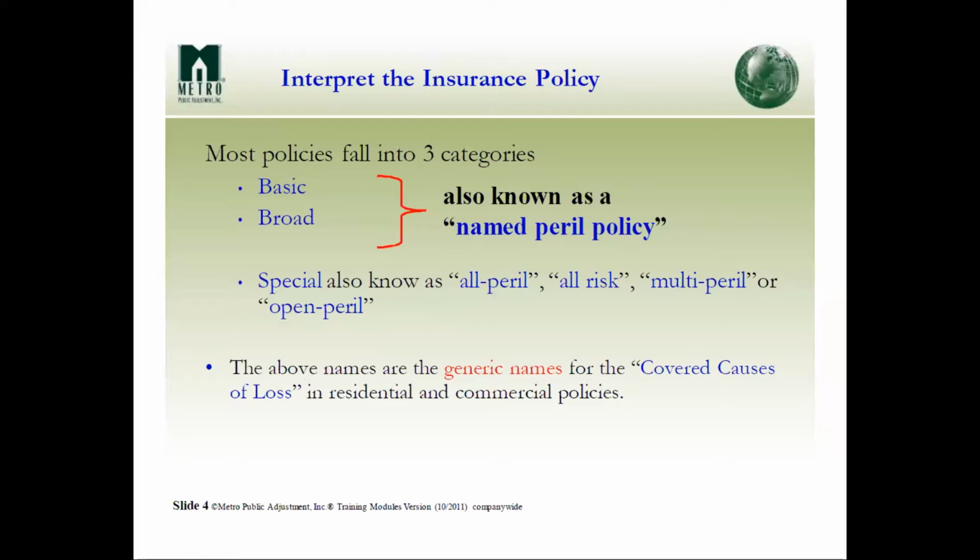The policies are defined by the kind of coverage that they carry. For example, the most basic of policies is called an HO1 or an HO8. And that is basically a basic policy. It covers 12 or 13 basic categories of perils. The broad then adds on to those basic perils, and then the all risk adds to that any physical damage that is sudden and accidental.